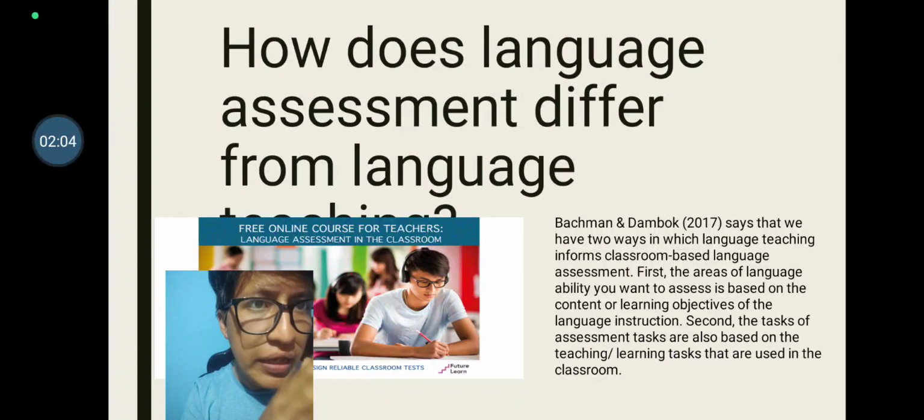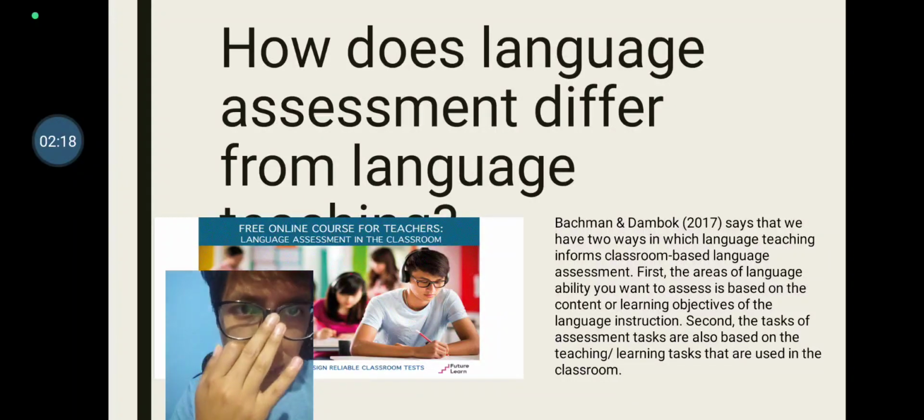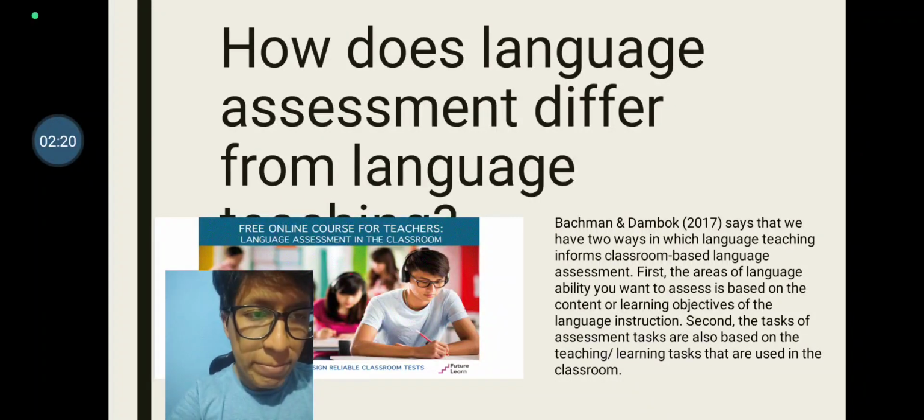So this is so important because, like Bachman and Dunlop say, this is about the areas of language and the ability to inform, to give the information. This is our ability in teaching, and the language assessment is the feedback and the things that you are going to receive from the learners in general. So this is an important point.